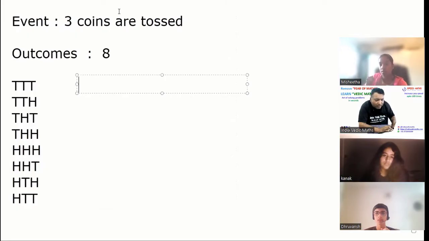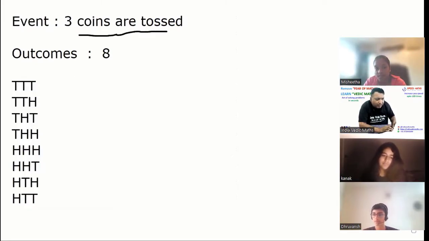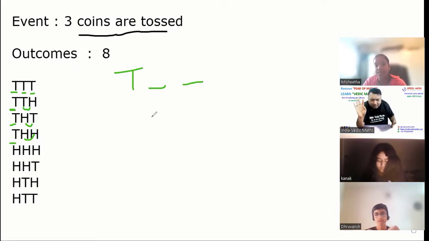Is it clear for you how to write 8 outcomes or not, Vedant, Priyanka? Yes, sir, I'm still a little confused. So 3 coins are tossed, right? Let's say first is tail, second is also tail, third is also tail, right? So what I'm saying is I'm fixing T at the first place. I'm just trying to write. So you get first tail and then tail head, head tail. If you write T in the first, what other combination of H and T can you make? HT, TH, and HH, right?